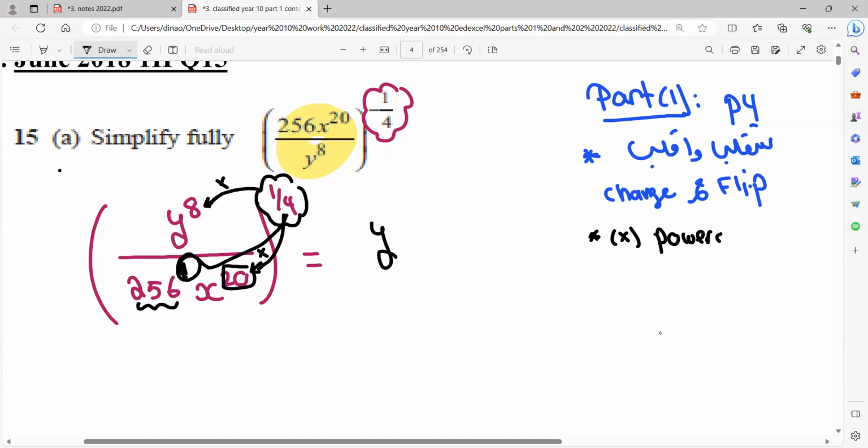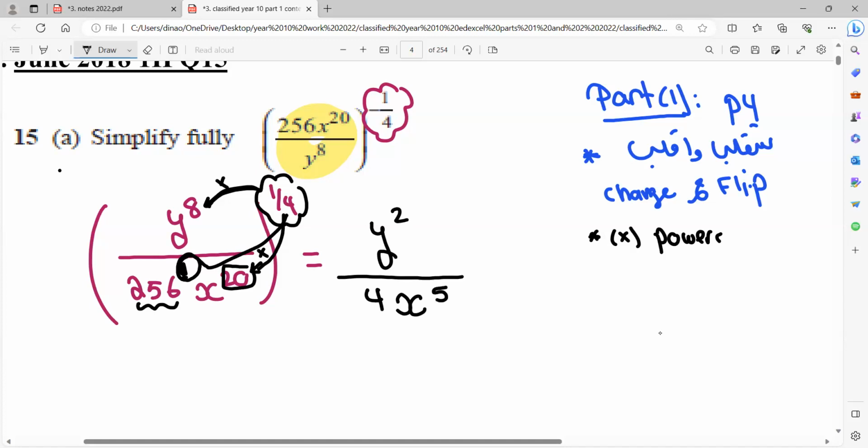So as a result, you end up with y to the power of 1 over 4 times 8, which is 2. You can use your calculator. You don't have to prove anything mentally. And then 256, حتى أنا بعملها بالكالكوليتر أهو. Power 1 over 4, which is 4. And then x to the power of 1 over 4 times 20, which is 5.